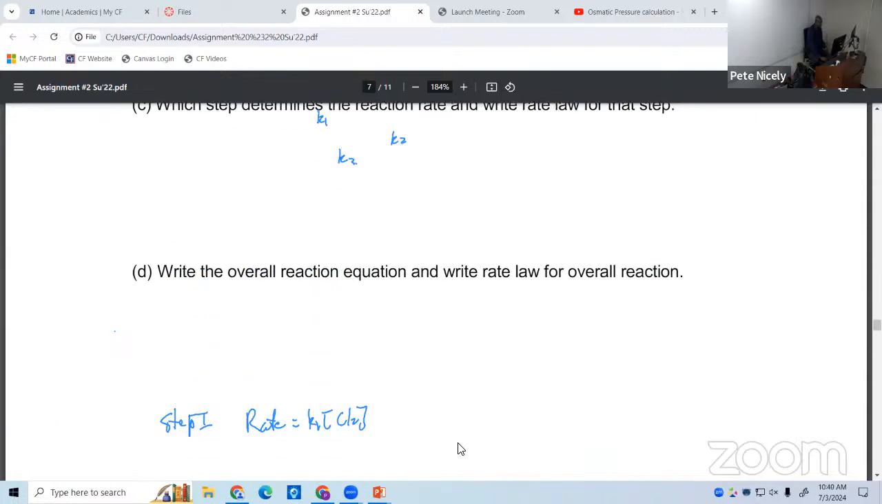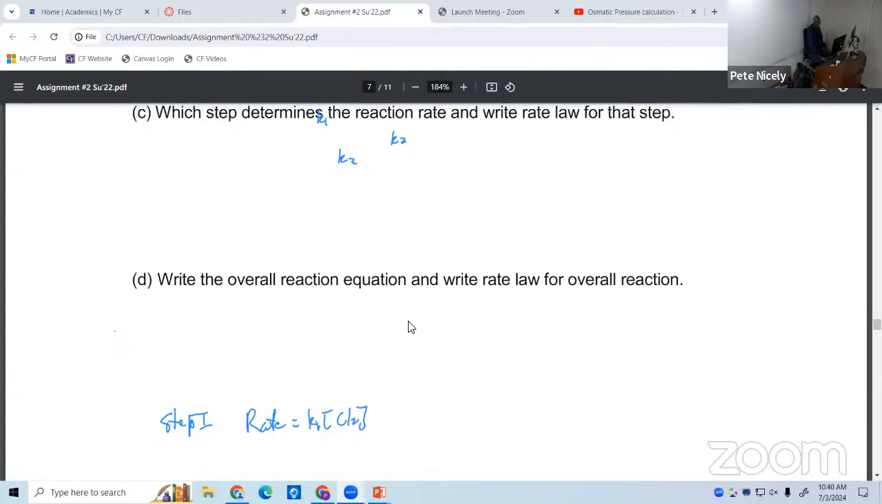Okay, write the overall reaction equation. Now, remember I had a problem with this question because I don't think it's possible for you to write a rate law for the overall reaction. Well, yes, you can actually. What am I thinking? Okay, so, wait, somebody has a question, or somebody's asking for me to work through number 4. Okay, I'm gonna do number 4 as soon as I'm finished with this. All right, so it says write the overall reaction equation and the rate law for the overall reaction, right?